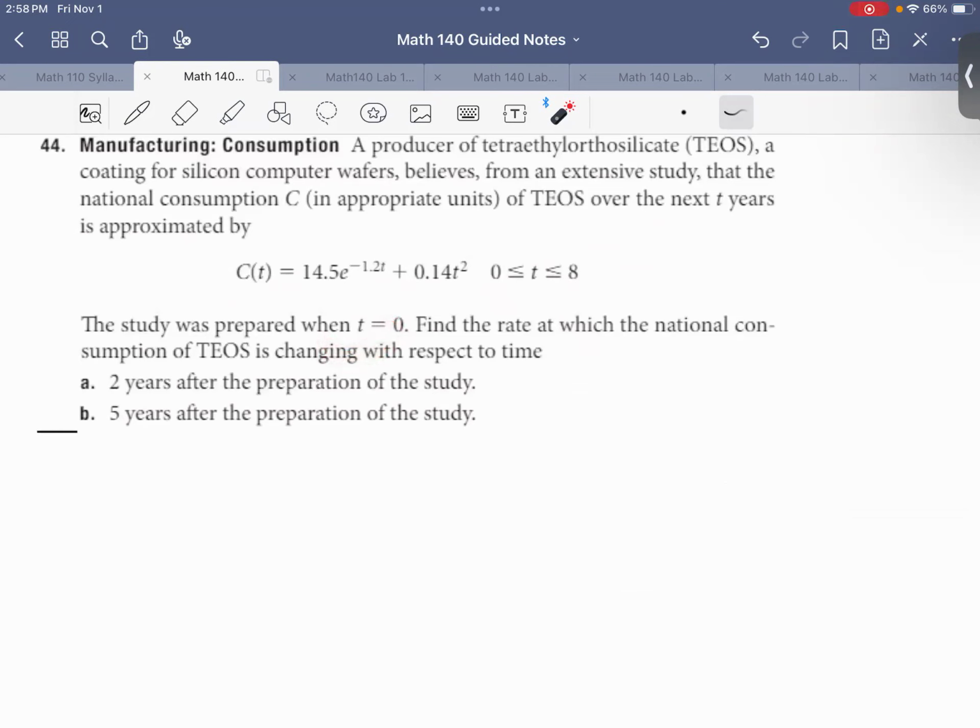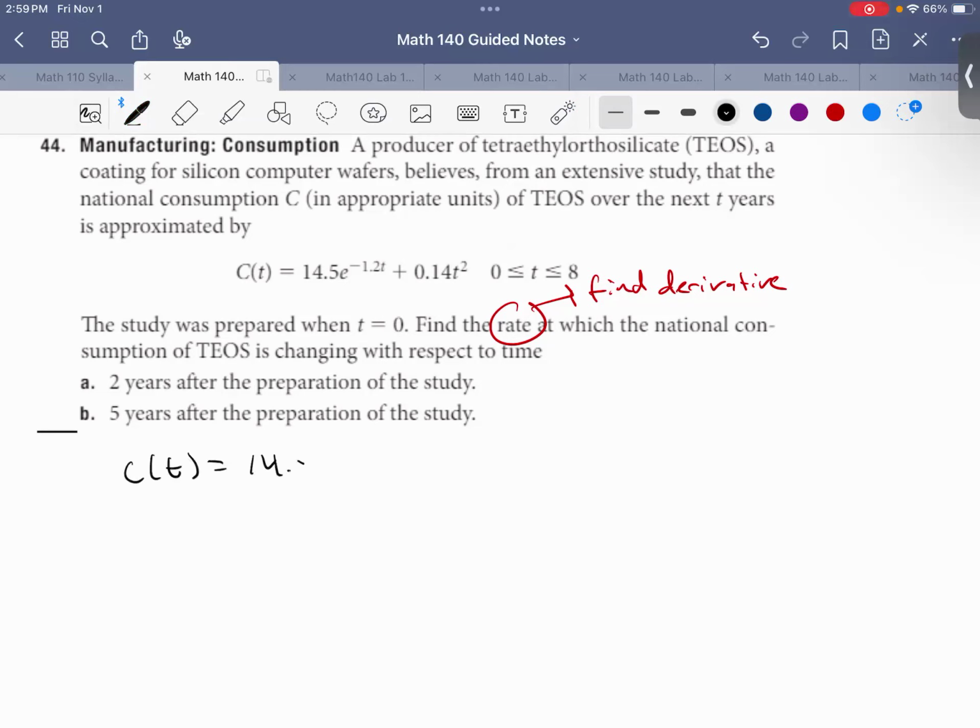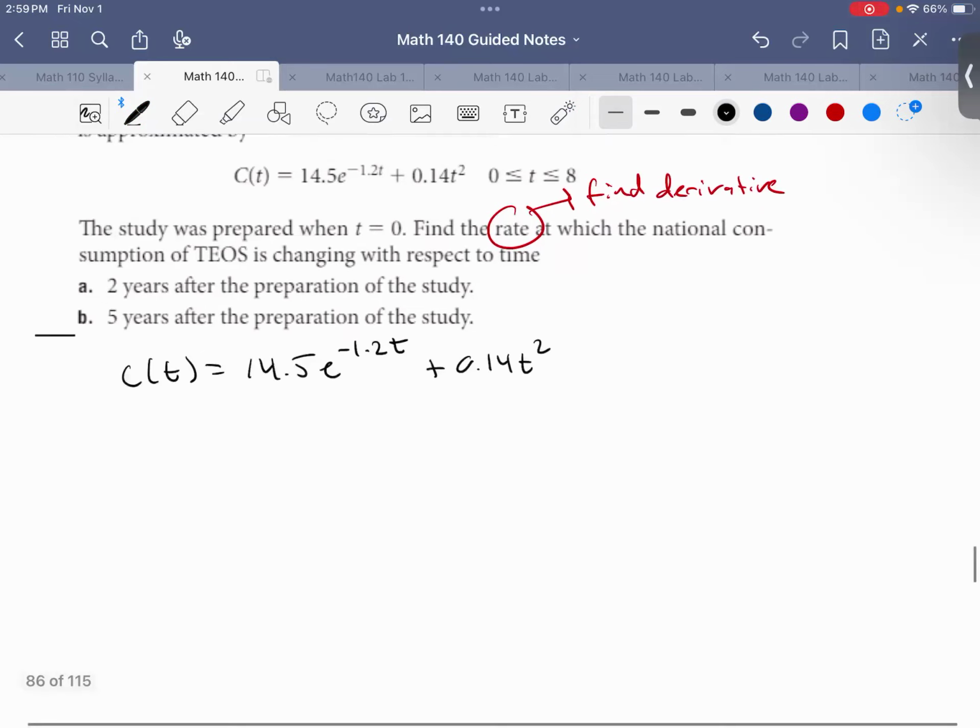Find the rate at which the national consumption of TEOS is changing with respect to time. So when you see the word rate, that means you need to find the derivative. Okay, so what we need to do now is find the derivative of that function. So I have C of T equals 14.5 e to the negative 1.2 T plus 0.14 T squared. So I need to find the derivative of that.